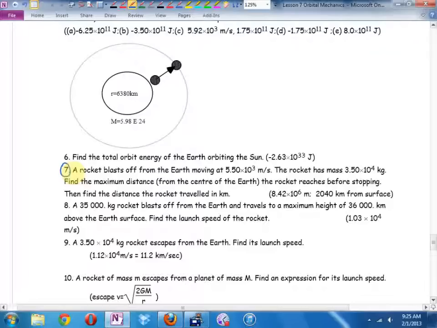This is not a work question, but there is a change in height. There is a change in energy. This is a conservation of energy question. And if you're getting the maximum distance, really this is like throwing a rock in the air, but we're doing it on the cosmic scale.